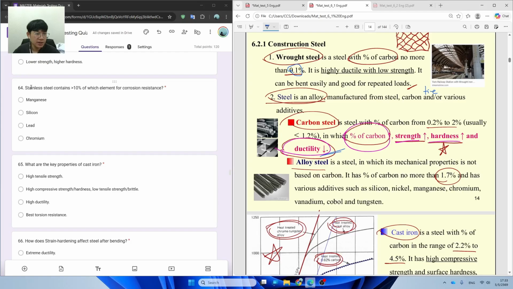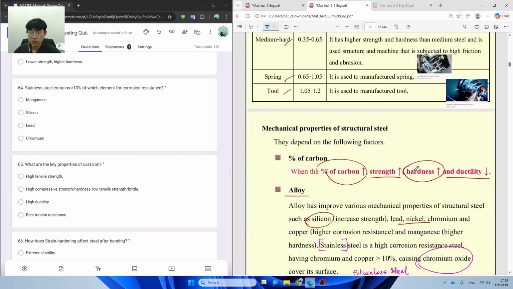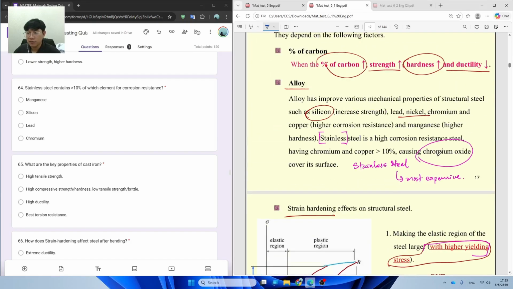And for question 64, the stainless steel contains 10% of which element? It contains 10% of chromium, which is a really expensive oxide. So that's why you rarely see structures use stainless steel, because it's going to cause your structure to be really expensive. But if you can, your structure is going to be really good at resisting corrosion. It's really good for environmental resistance compared to other steel.